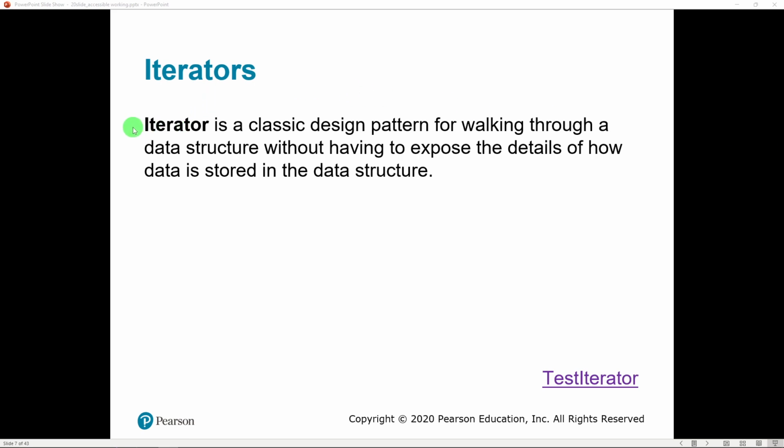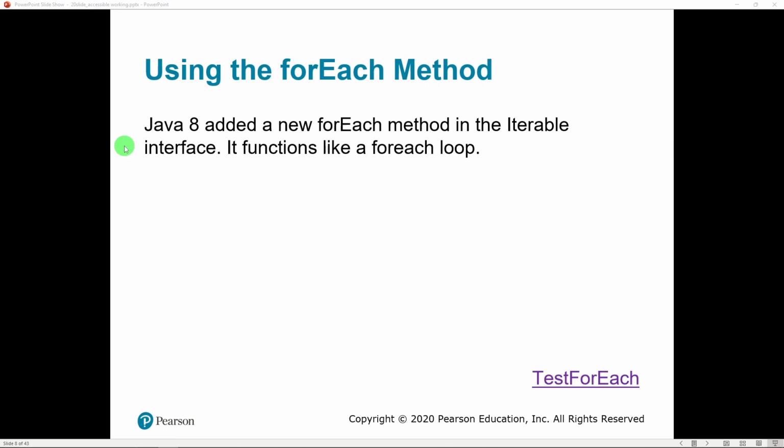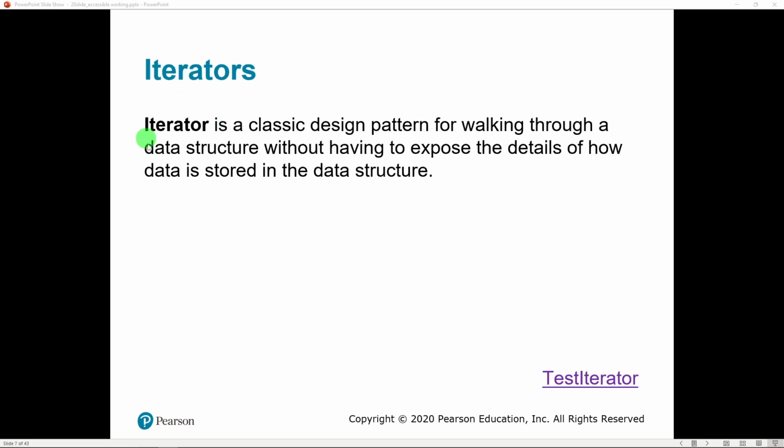An iterator is a classic design pattern for walking through a data structure, examining each element without having to expose the details of how the data is actually stored in the data structure. It has methods for us to look at the next item in the list or the previous item in the list, or similar things like that. Java 8 added the forEach method to the iterable interface. So forEach kind of makes using an iterator a little bit easier. And we're going to look at some examples of that.